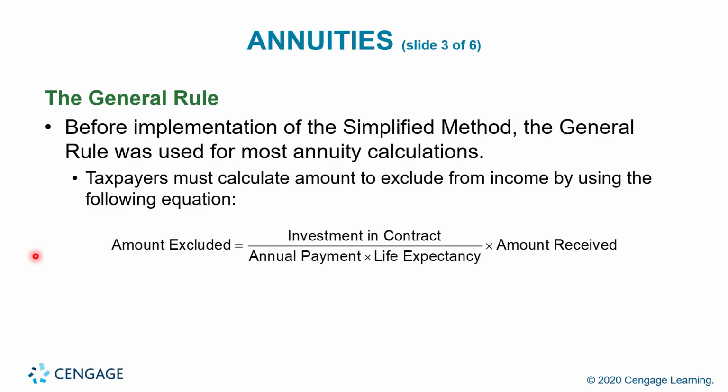So the general rule. Before implementation of the simplified method, the general rule was used for most annuity calculations. And so a taxpayer must calculate the amount to exclude from income by using the following equation. And so here's the equation. Basically, the amount excluded would be the investment in the contract divided by the annual payment times the life expectancy, times the amount received.